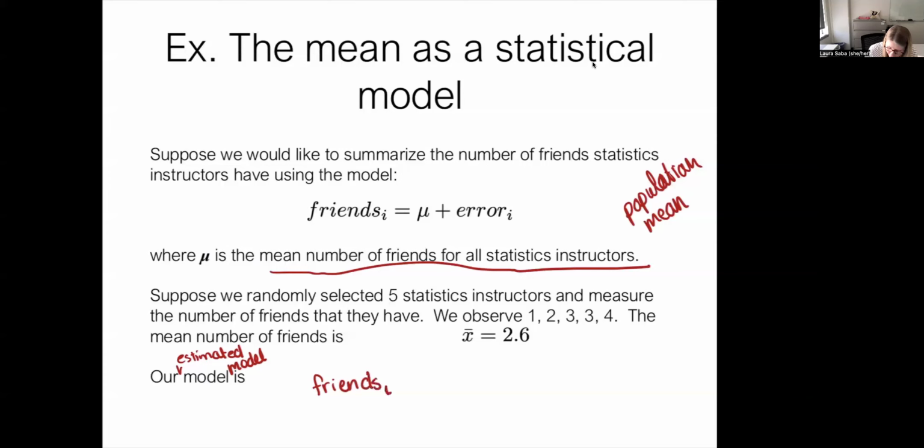Friends i, we use that subscript i to indicate that number of friends is measured at the individual level, right? And so our mean, we're going to replace with that 2.6 plus some kind of error for that individual as well.